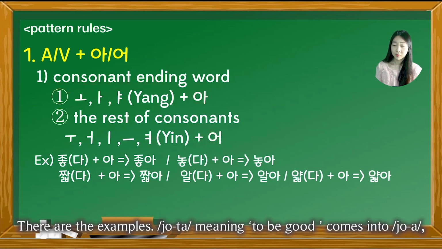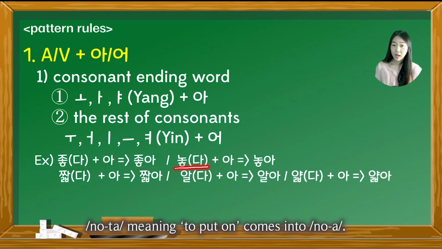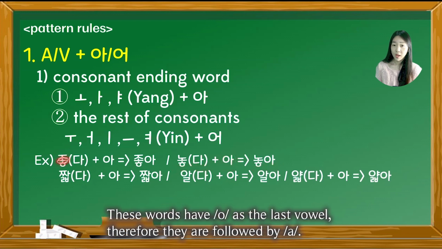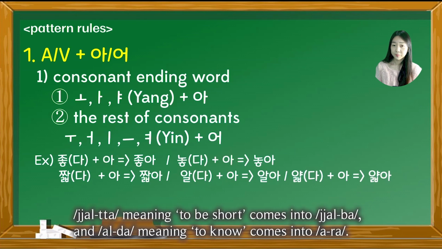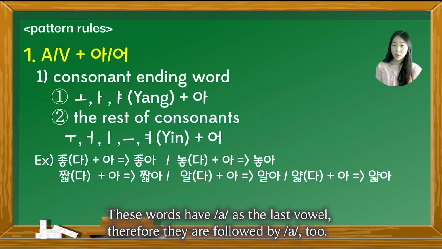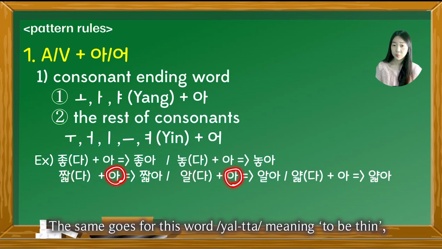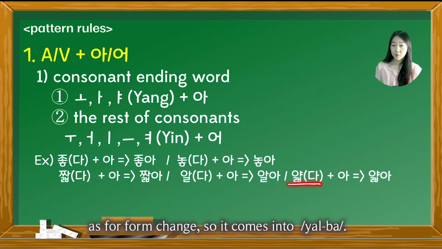There are the examples. 좋다, meaning to be good, comes into 좋아. 놓다, meaning to put on, comes into 놓아. These words have 오 as the last vowel, therefore they are followed by 아. 짧다, meaning to be short, comes into 짧아. And 알다, meaning to know, comes into 알아. These words have 아 as the last vowel, therefore they are followed by 아 too. The same goes for this word 얇다, meaning to be thin. As for form change, it comes into 얇아.